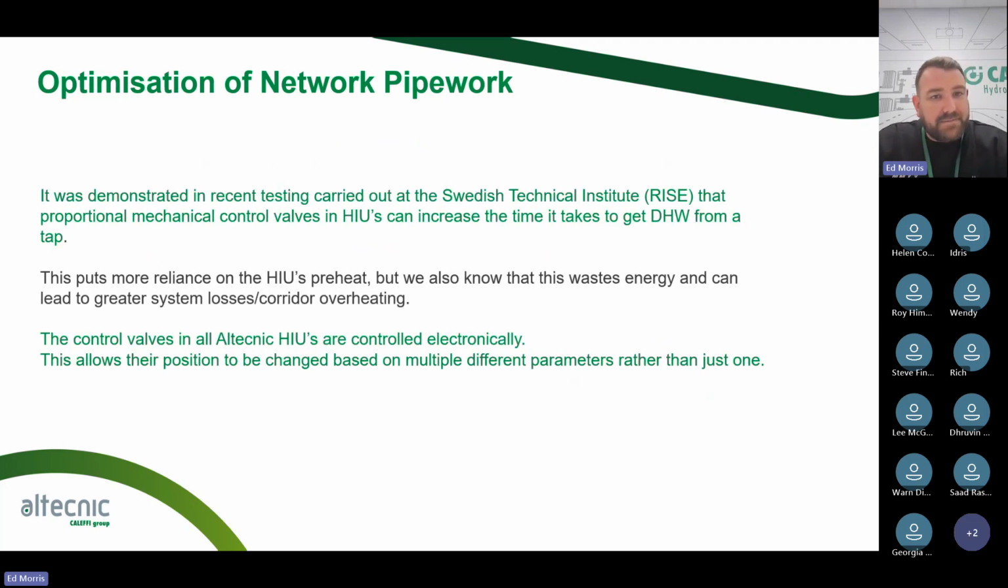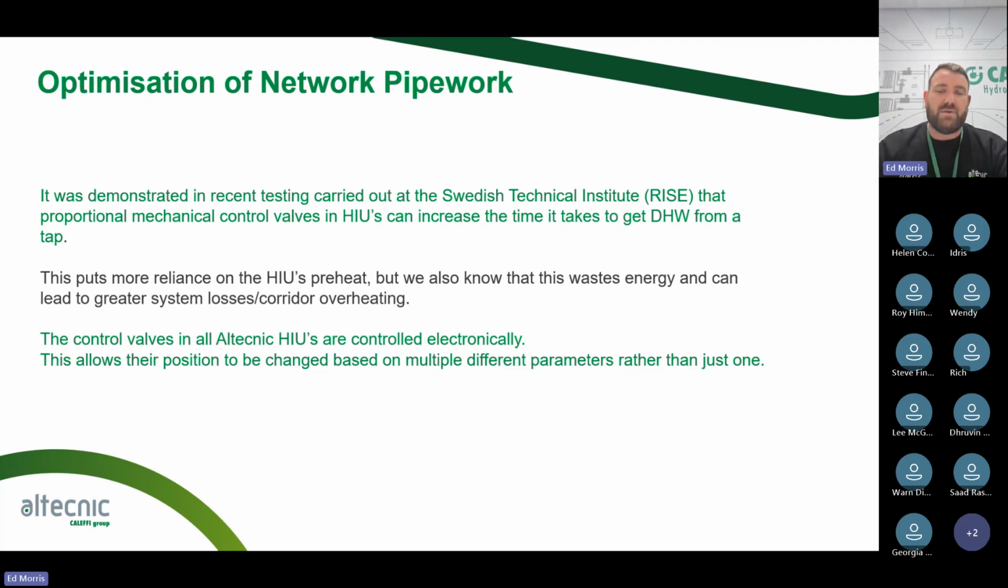It was demonstrated in recent testing carried out by the Swedish Technical Institute, RISE, that the proportion of mechanical control valves within the HIUs can increase the time it takes to get to domestic hot water. Now, there are 2 types of HIUs common in the market: a mechanical HIU or an electronic HIU. What we're trying to do is look for the fastest response times for the end users, and that tends to come from domestic hot water. We don't really notice how long it takes when we turn the heating on. We know that within 10 or 15 minutes, the property is going to start to warm up. Domestic hot water, we turn it on, we want hot water there and then.